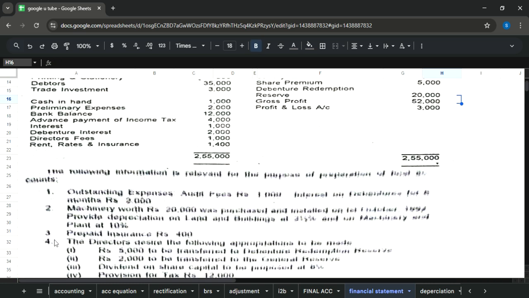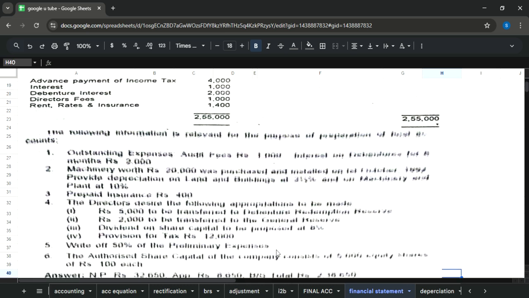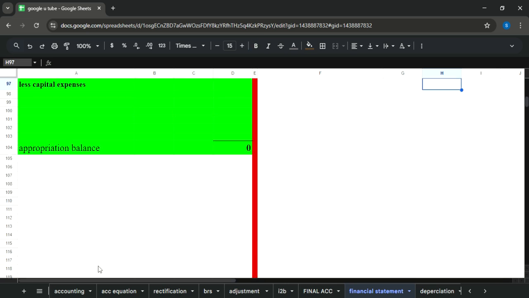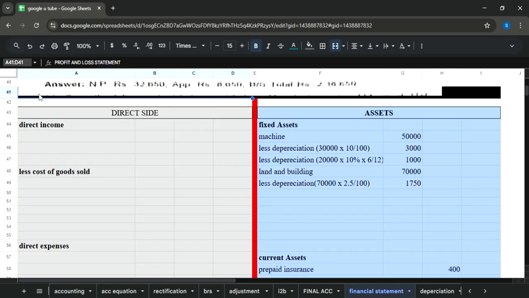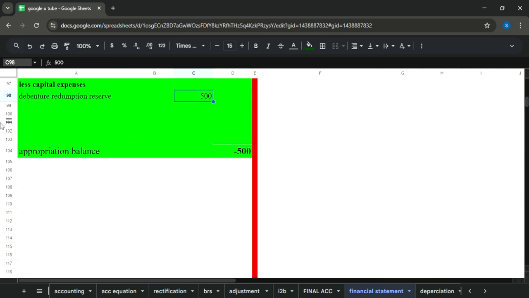Now let's see what the fourth adjustment is saying. Directors desire the following appropriations. So we can directly transfer these amounts to appropriation because they have already described it. First, 5,000 to debenture redemption reserve. So here, debenture redemption reserve, the amount is 500. 500 or 5,000, let's check it again. That is 5,000. Okay, the first effect is completed.